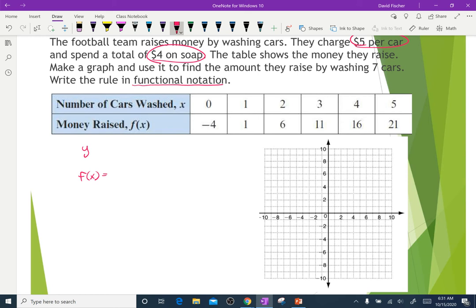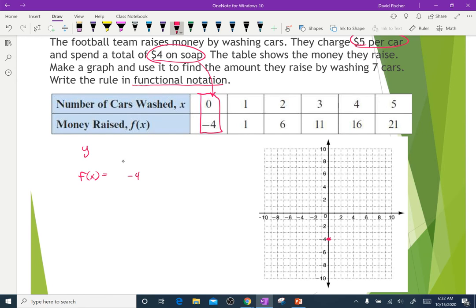So they did the math for us, but they forgot to write the equation. So let's just graph it real quick. 0, -4. Let's talk about that. If they wash 0 cars, why would there be a -4 amount of money they raised? Because that's a big clue for writing our equation. Right. We spent $4 on soap. So if I wash 0 cars, I'm going to have a -$4 there because I spent $4 on soap.